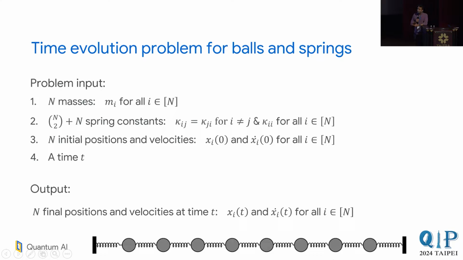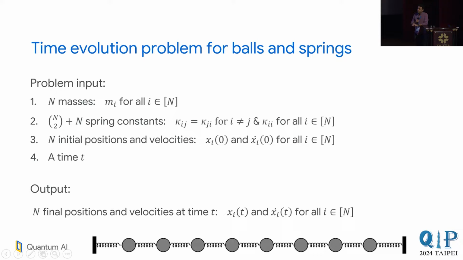I have to tell you all the initial positions and velocities. I'm going to call these xi of 0, where the argument is the time. So the initial time is t equals 0. Each ball's initial position is xi of 0, and the velocity is xi dot of 0. Throughout this talk, I'm going to denote velocities as xi dot. Dot is for time derivative.